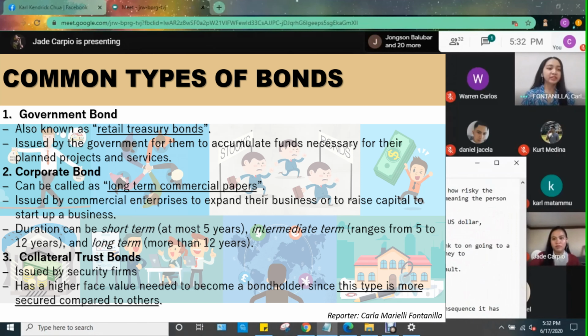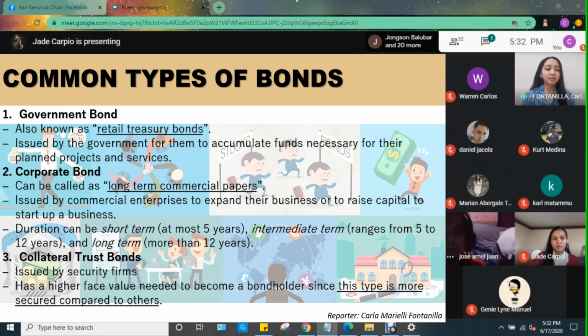So, the next one is the climate bonds. It is issued by the government to provide funds after a country experiences calamity. While the last one is the government's way of raising funds in the possible event of war, and that is the war bonds.